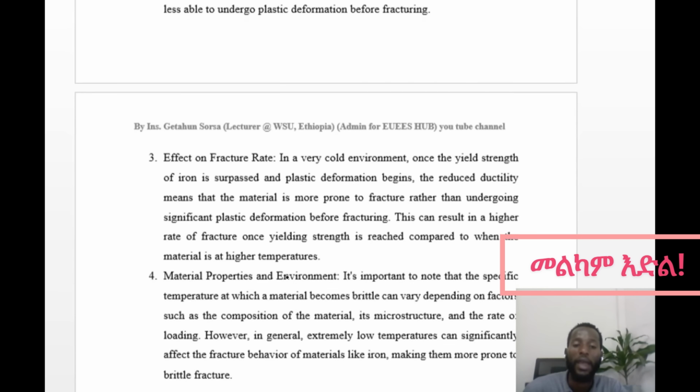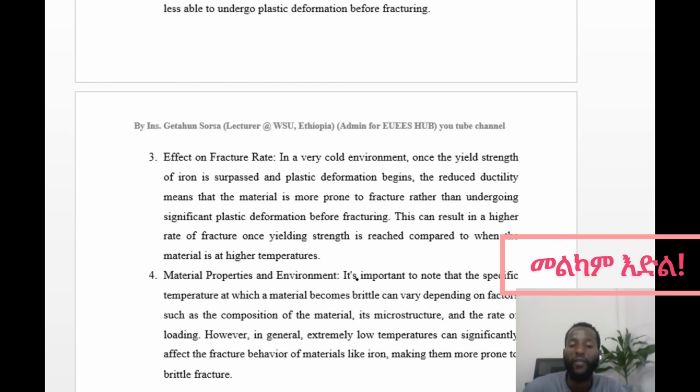Compared to when the material is at high temperature. And fourthly, on material properties and environment, it is important to note that the specific temperature at which a material becomes brittle can vary depending on factors such as the composition of the material, its microstructure, and the rate of loading. However, in general, extremely low temperature can significantly affect the fracture behavior of materials like iron, making them more prone to brittle fracture.